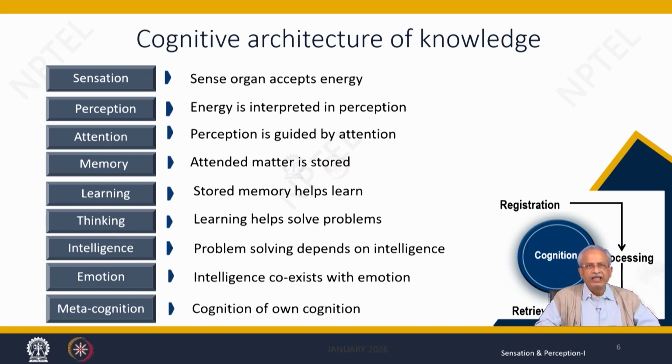So, if I am not intending to learn, probably that learning does not stay with us in our system. Although we will not talk about emotion in our cognitive system, it has a very important role. And finally, in the same domain, we will talk about metacognition, that is, cognition of our own cognition, how we think about our own thinking. So, with this note, we will first start with sensation and perception.